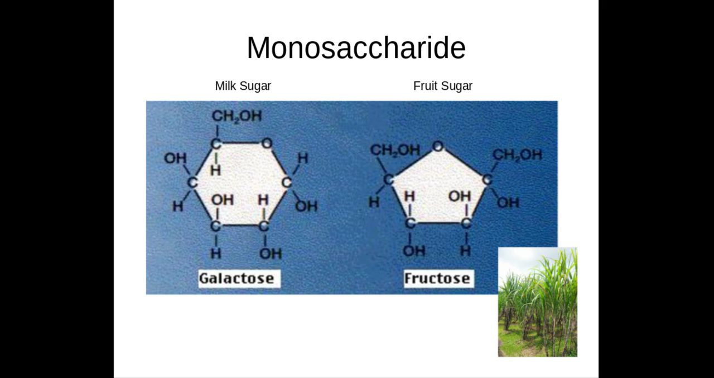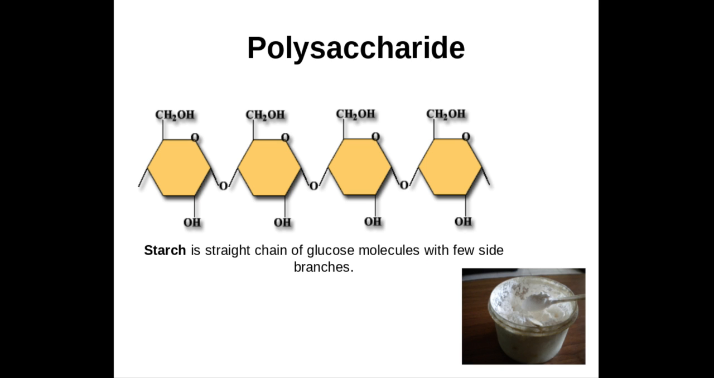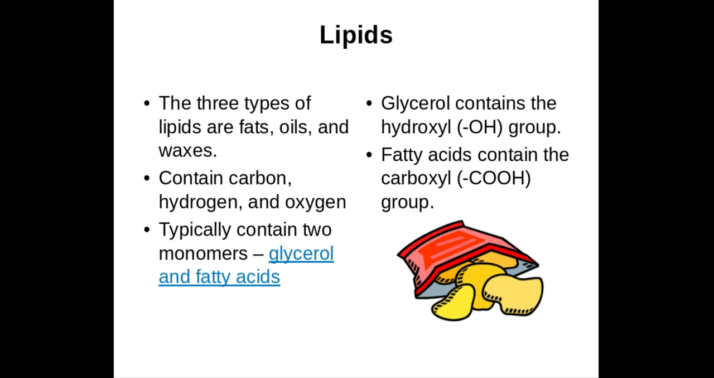So this is a monosaccharide. Here you have 2 examples, galactose and fructose. Disaccharides, like maltose, that is the one that forms in the digestive tract of humans, and polysaccharides such as cellulose, that's going to be fundamental for the plant cell.